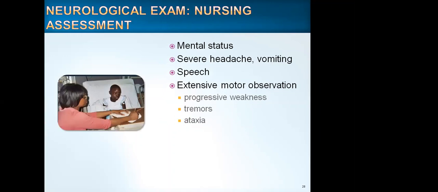Mental status examination. If the patient complains of severe headache or vomiting, generally in neurological issues the patient will complain more about headache and frequent vomiting. In that case, we have to take it seriously and inform. Also check for any speech impairment, and make extensive motor observations.